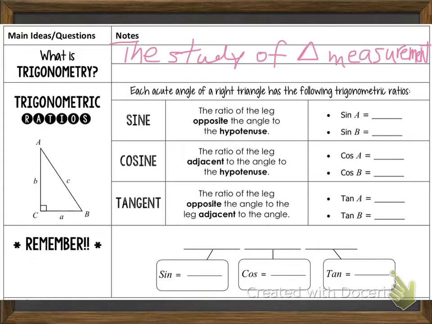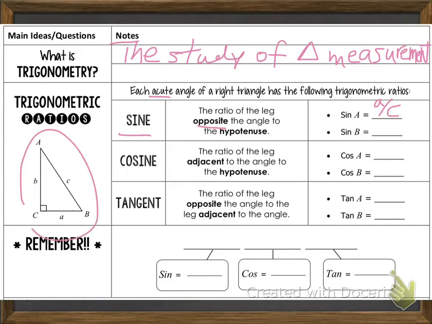So, each acute angle of a right triangle has the following trigonometric ratios, and these are very important, so make sure you get them down. And we're actually using this triangle over here that goes with these problems over here. So if we're talking about sine, it is the ratio of the leg opposite the angle to the hypotenuse. So what's sine of A over here? That would be written as A over C.